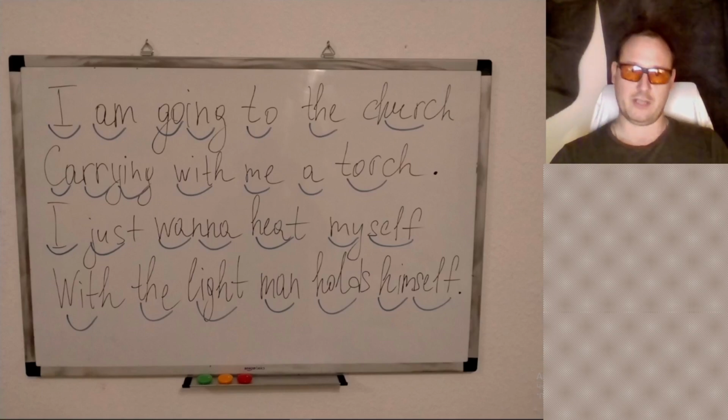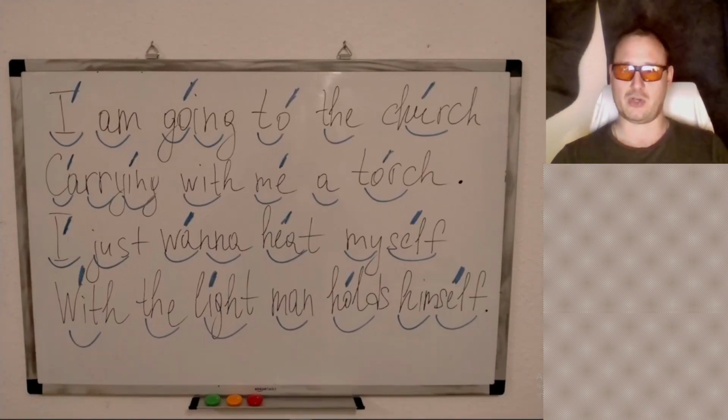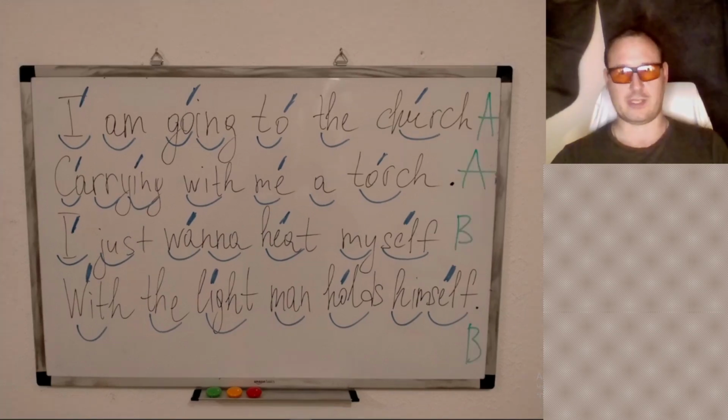So if we split each row into syllables, we will see that each row has exactly 7 syllables. And we can draw strong beats here, and again we see them in each row. They are distributed in exactly similar manner. We also can notice that first and second lines are rhymed between themselves, as well as the third and the fourth ones.